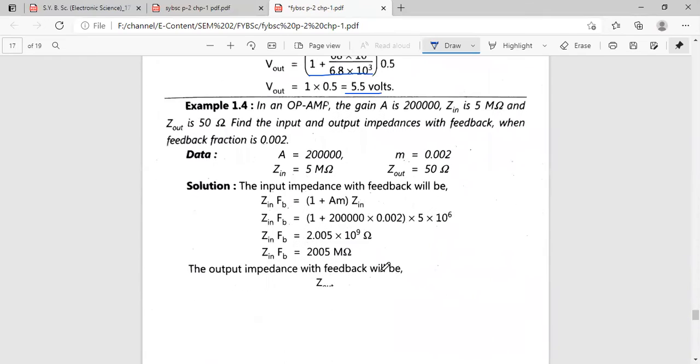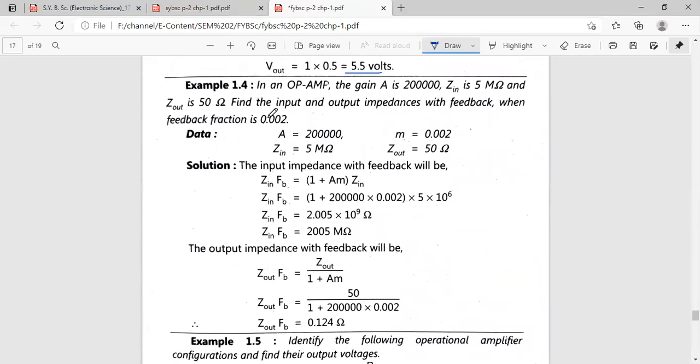All right, after that we have the next example. In an op-amp, the gain is 20,000. No, it is 2 lakh. Input impedance Zin is 5 mega ohm and output impedance is 50 ohm. Find the input and output impedance with feedback when the feedback fraction is 0.002.